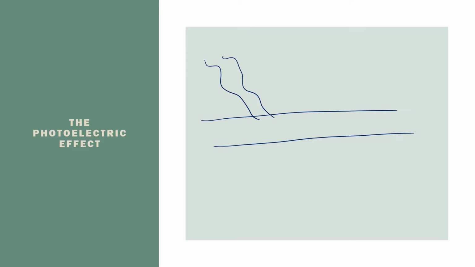Now, I said it has to be of a sufficient energy. So essentially, you have your metal, and when the photons come in, they can hit the electrons that are in that sea of valence electrons that is present in metallic bonding. If the photons have enough energy, then they can actually displace the electron and push it out of the metal. And that's the photoelectric effect.